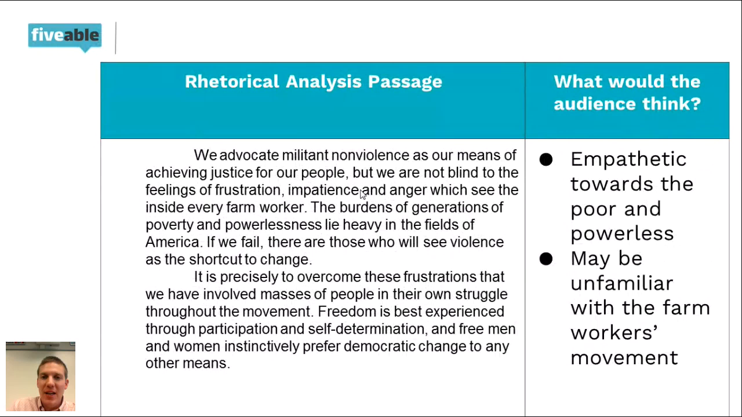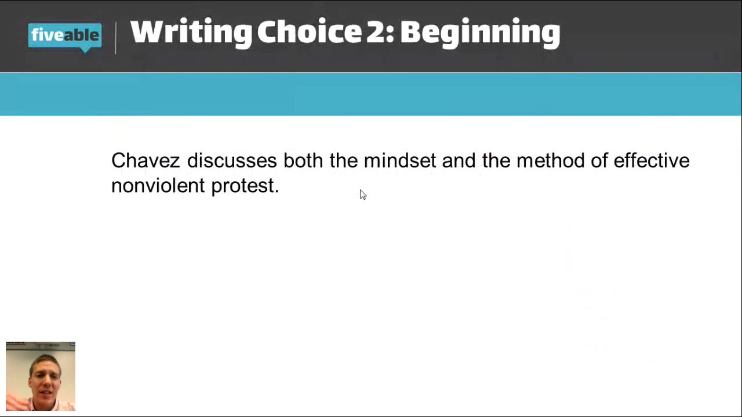But again, the second writing choice, I would put this as my very clear, succinct topic sentence. Chavez, always have the author's last name, discusses both the mindset and the method of effective nonviolent protest. Now, you might even have a transition here saying after discussing blank or after aligning himself with his audience, comma. That would even be better probably. But the point being here, be short and succinct. Not necessarily short, but be very clear and succinct.